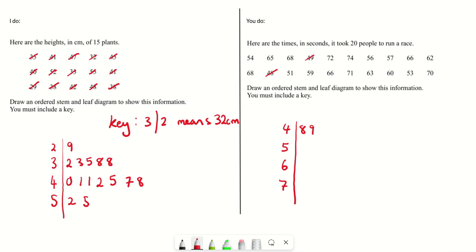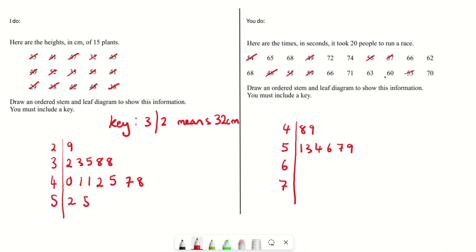Then we move on to our 50s. The lowest 50 I can see is 51. The next one up is 53. Then I have 54, 56, 57, and 59.